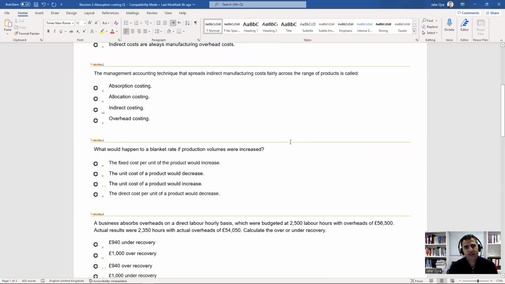The management accounting technique that spreads indirect manufacturing cost fairly across a range of products is called absorption costing. So absorption costing is the technique which manages to spread the indirect cost, or all the overhead costs, across a range of products. So that is absorption costing.